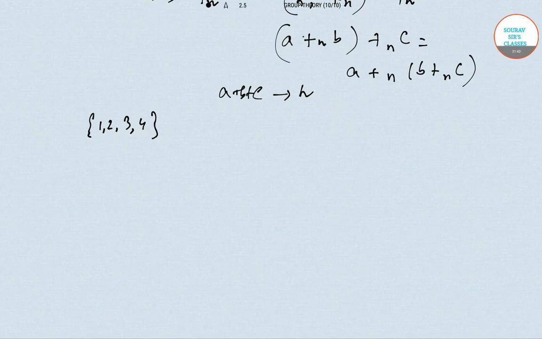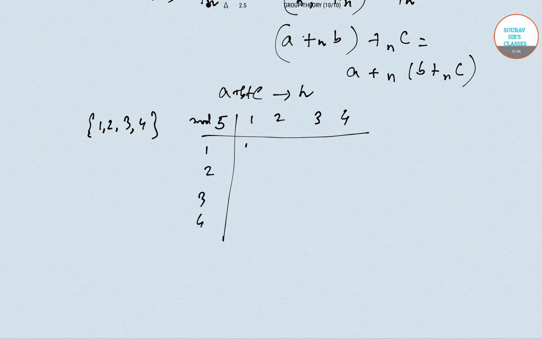or 5, anything. So here we write mod, maybe 5. So this is 1 2 3 4, 1 2 3 4. So 1 into 1 is 1. If you divide by 5, the remainder is 1. Until the product is less than the modulo value, whatever the product is, that is the answer. So the first line is easy.